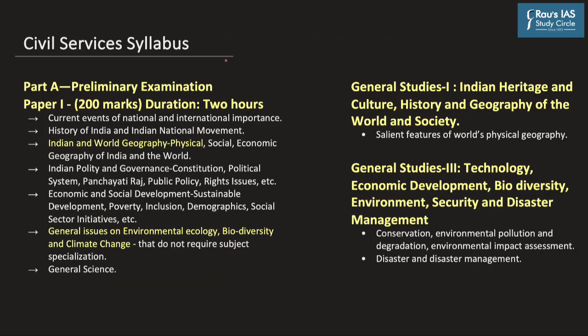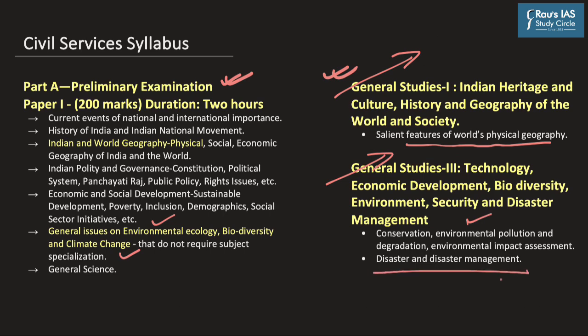Now, this topic becomes important from both our prelims as well as mains point of view. In prelims, questions can be asked with respect to the physical geography of India and the world, and on general issues on environmental ecology and climate change. In the mains, this topic gets covered under GS paper 1 and GS paper 3: in GS paper 1 under salient features of the world's physical geography, and in GS paper 3 under environment and also aspects of disaster and disaster management.